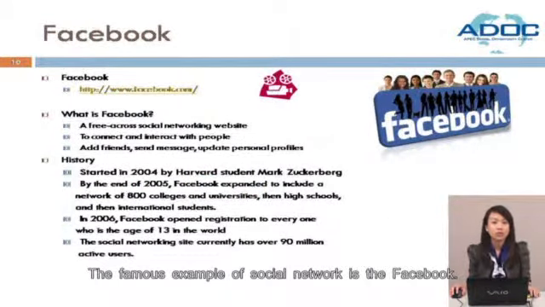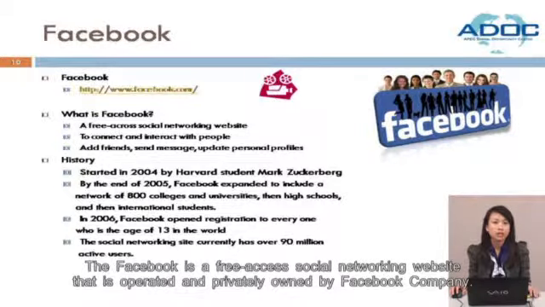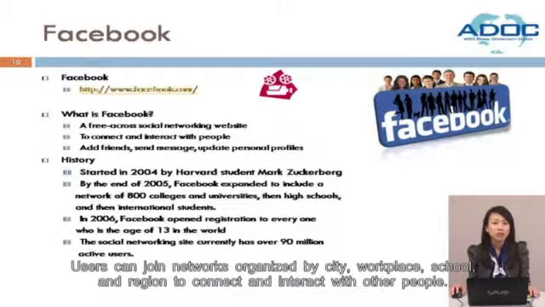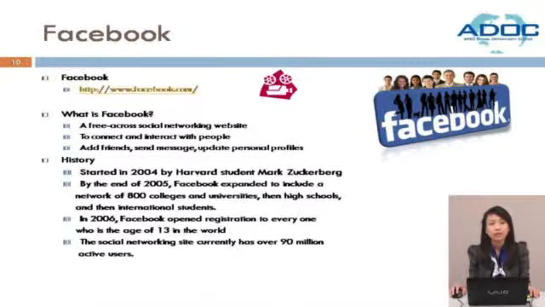The famous example of a social network is Facebook. What is Facebook? Facebook is a free-access social networking website that is operated and privately owned by Facebook company. Users can join networks organized by city, workplace, school, and region to connect and interact with other people. People can also add friends and send them messages, and update their personal profiles to notify friends about themselves.